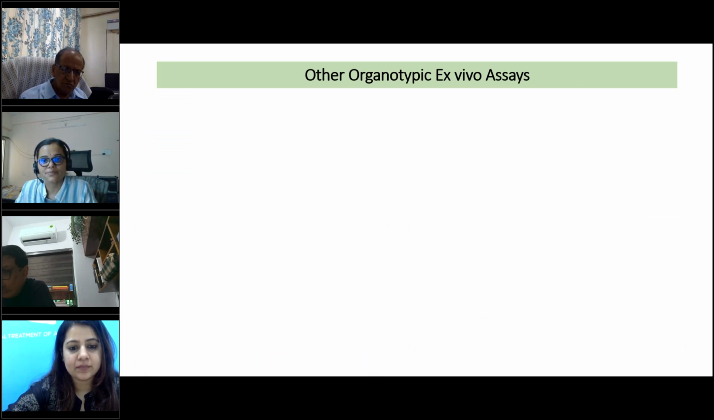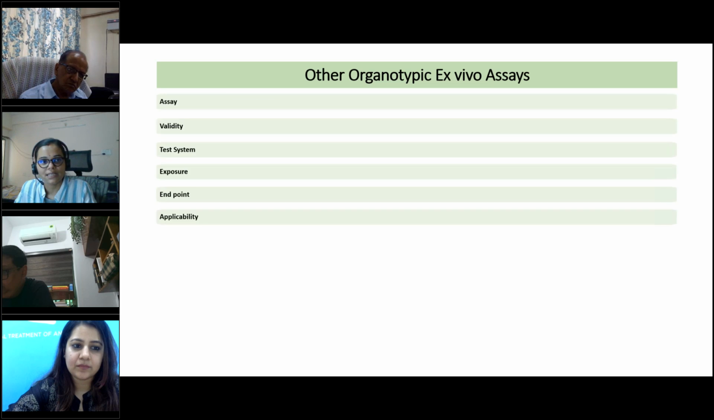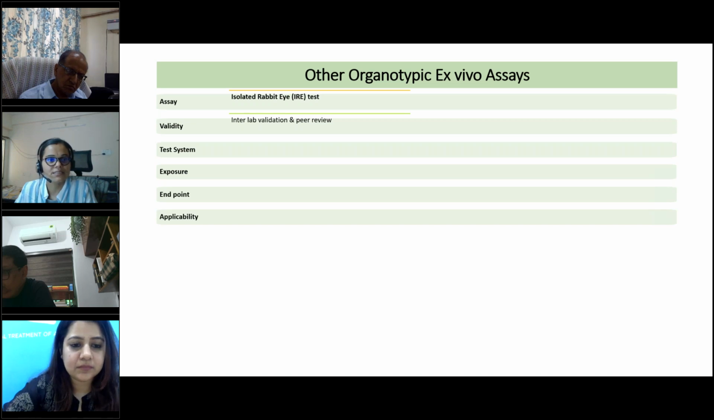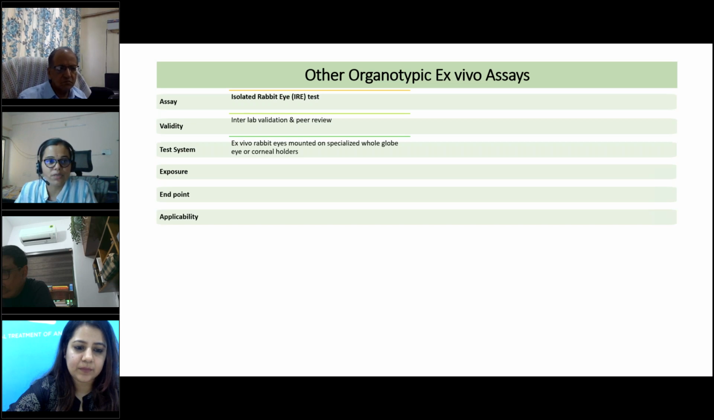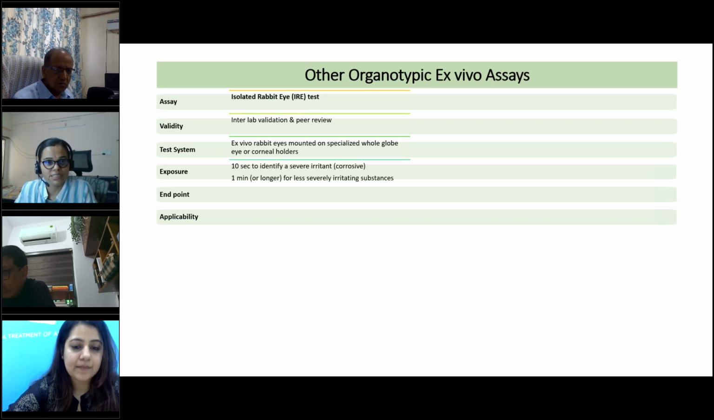Other organotypic ex vivo assays which are optimized to use as additional non-validated tests for classification under the IATA approach, that is the integrated approach on testing and assessment, are the isolated rabbit eye test, the porcine cornea opacity test, and other methods. Coming to the isolated rabbit eye test, interlaboratory validation is completed and it is peer reviewed. The test system includes ex vivo rabbit eyes mounted on specialized whole globe eye or cornea holders, and it is similar to the BCOP assay.